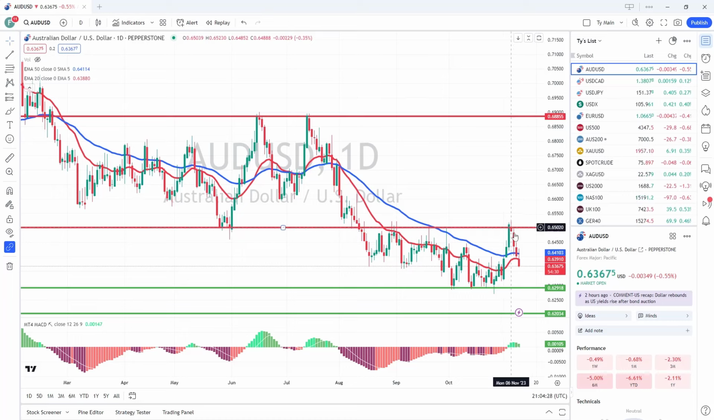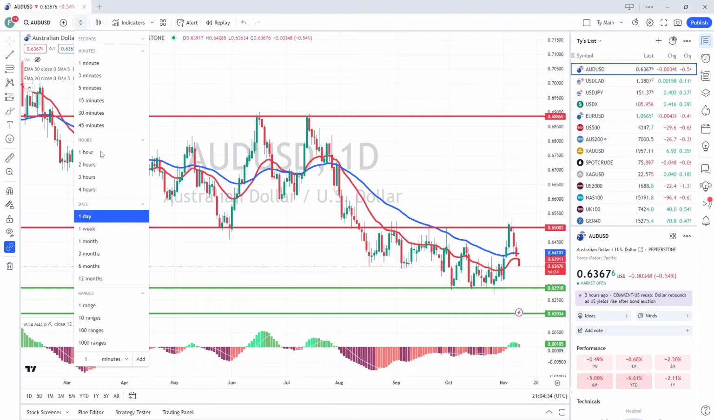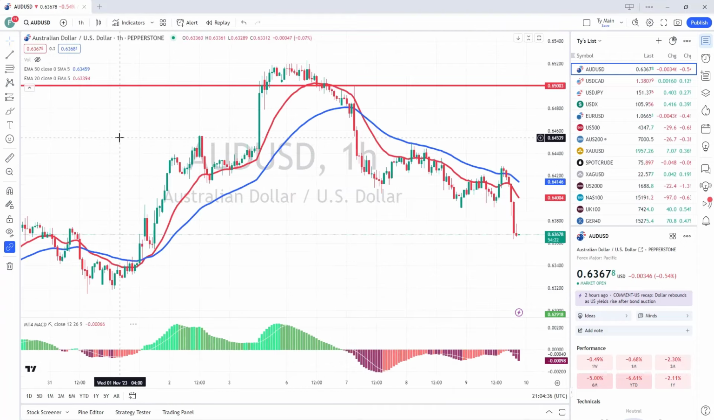What I love about these levels is that you can see them in advance, and when you go to the smaller time frames, like a 1 hour or even a 15-minute chart, if you're trading that particular session, you do get the entry points. You can see here we were already rolling over on the 1 hour chart. Through there on Monday, we started to roll over.